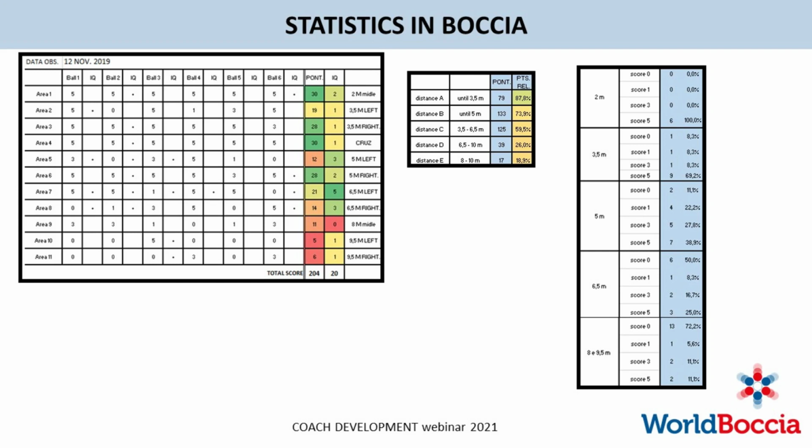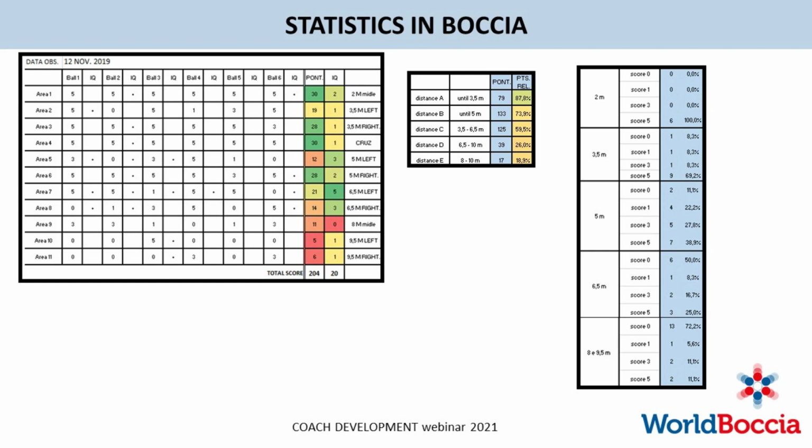For example, until 3.5 meters, I will put the 2 meters middle, the 3.5 meters left, and the 3.5 meters right. Until 5 meters, I will put these ones plus the 5 meters and the cross, and I will group some shots that were made in the test.